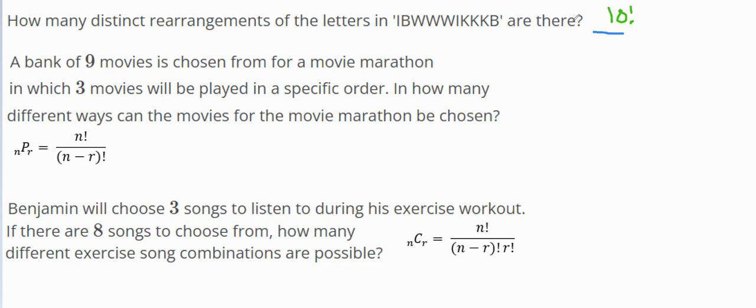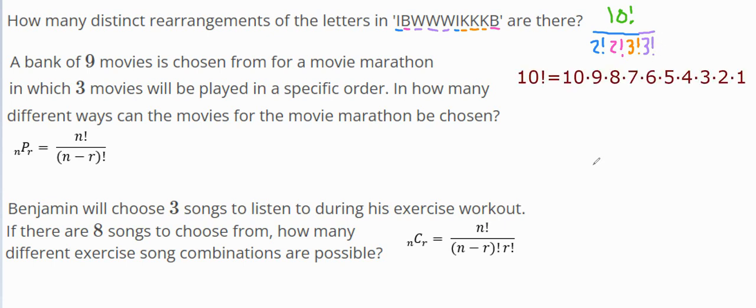And then we're going to divide that by the factorial of each of the letters, based on how many times they come up. The I's show up twice, so that's going to be a 2 factorial. There appear to be 2 B's, so that's another 2 factorial. There appear to be 3 K's, so it's going to be 3 factorial. And then there are 1, 2, 3 W's, so another 3 factorial.